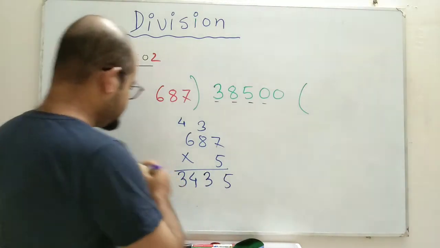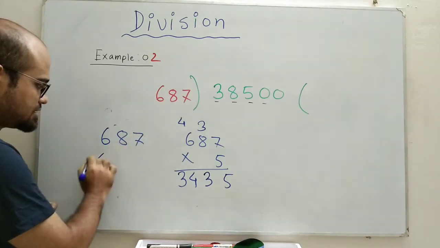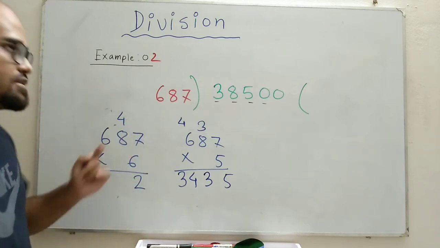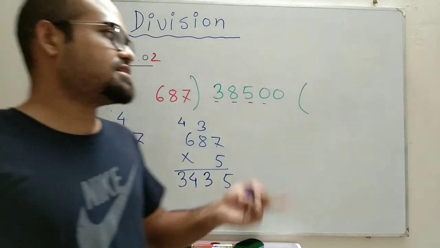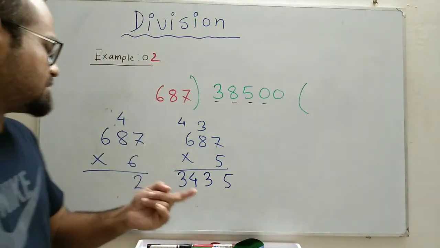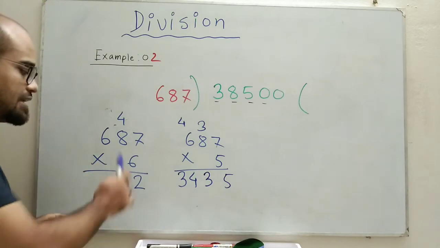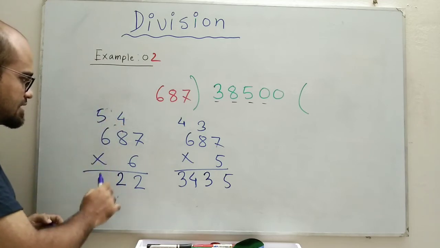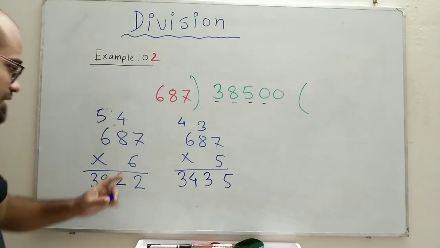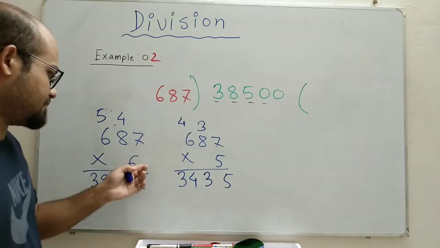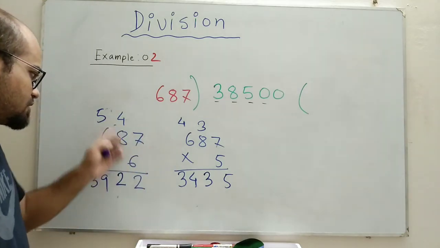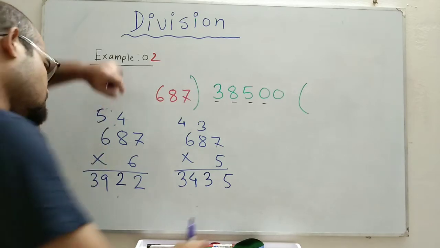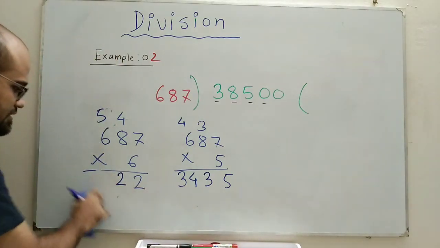carry out one more step over here. Times 6, 7 6s are 42, 2 carry 4, 8 6s are 48, 48 plus 4, 52, 2 carry 5, 6 6s are 36 plus 5, 41. Well, it's bigger. Let's ensure that it's bigger by doing it again.